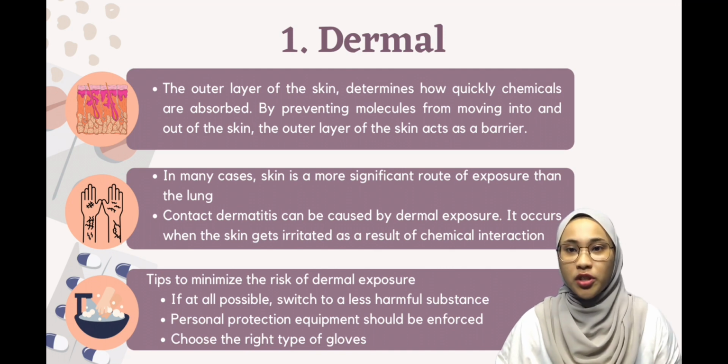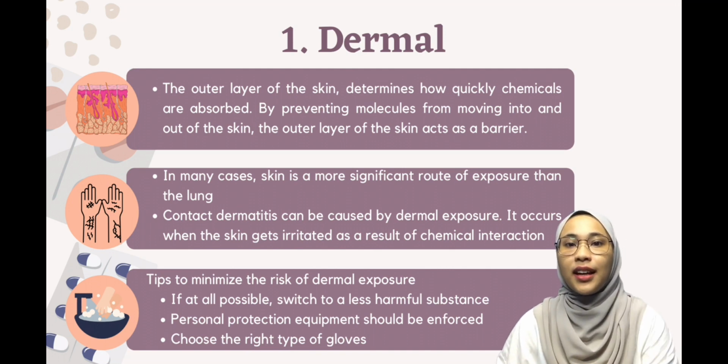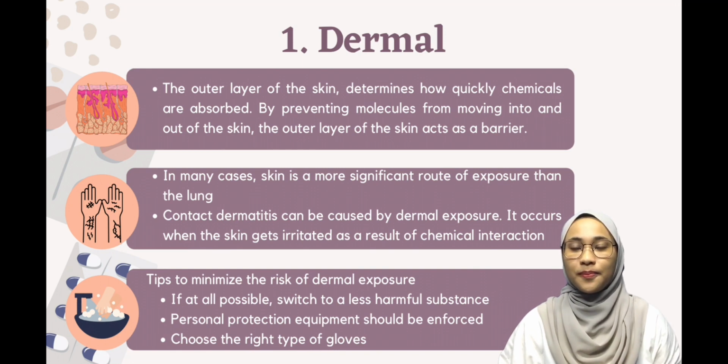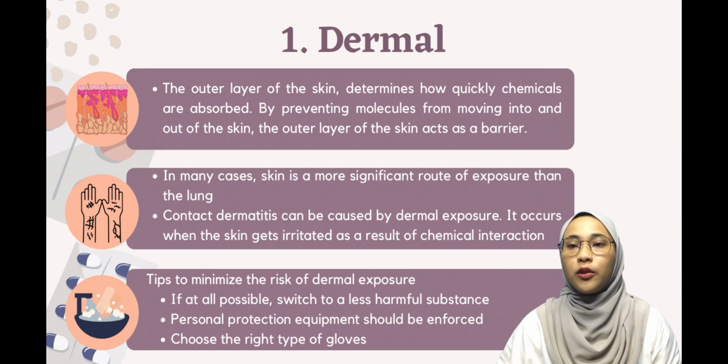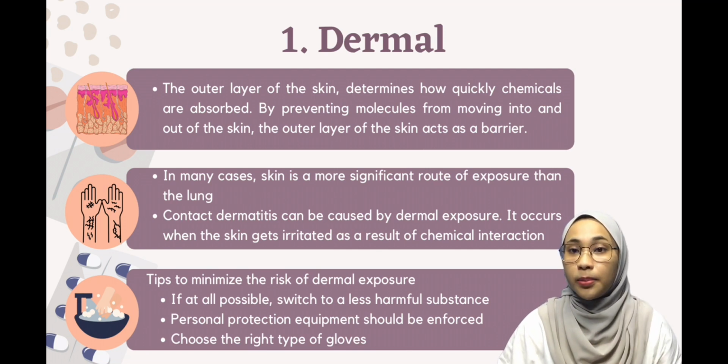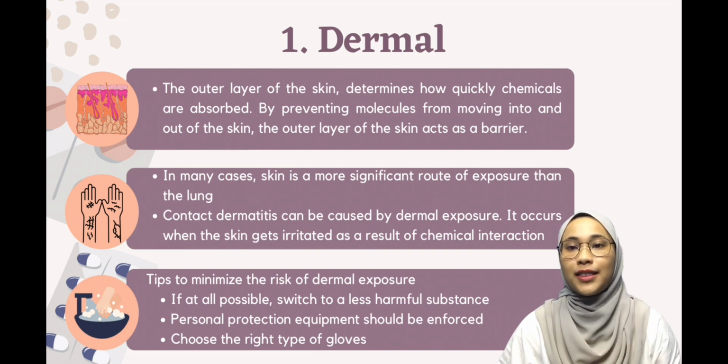Firstly, dermal exposure. Dermal exposure is basically about the absorption of chemical solids, liquids, and gases through the skin and eyes. How fast the skin absorbs the chemical depends largely on the outer layer of the skin called the stratum corneum. The stratum corneum provides a barrier by keeping molecules from passing into and out of the skin. This barrier protects the lower layer of the skin. Thus, how much the skin absorbs the chemical depends on the following factors.